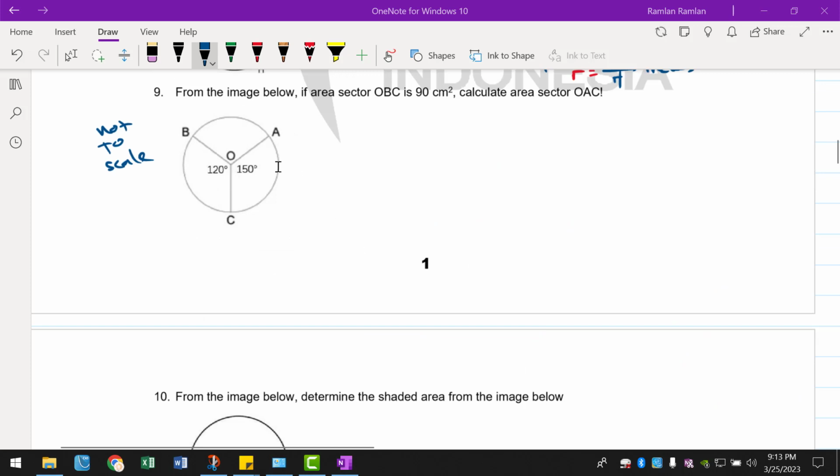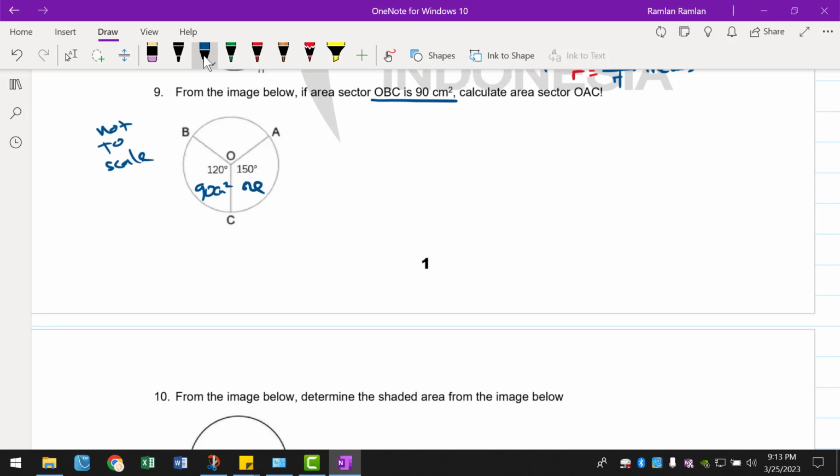Let's go to number 9. Here from the image below, if the area of sector OBC is 90 centimeters squared, calculate the area of sector OAC. This is not to scale, guys, so you can see that it's almost the same angle, right? But it's actually not. But here we can say that OBC is 90 centimeters squared, so OBC is over here, this is 90 centimeters squared. Now the question is, what's the sector area over here?